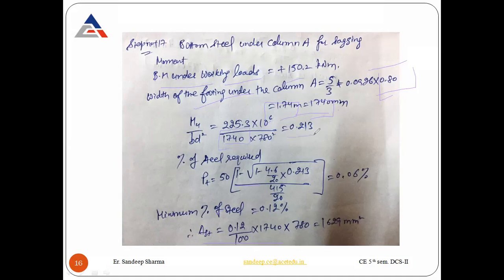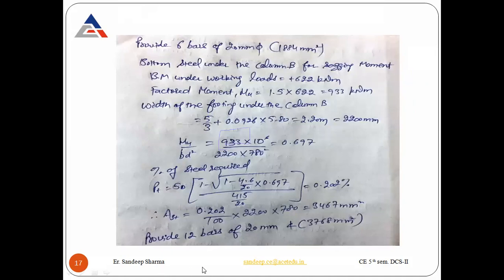So that will be 0.213, and the percentage of steel is 0.06%, which is very less as compared to this. So again, the minimum percentage of steel as per IS 456, that is 0.12%. As per this, the minimum area of steel that we can provide is 1629 mm square. And as per this, 6 bars of 20 mm dia, which is more than the required, the available area is 1884 mm square.